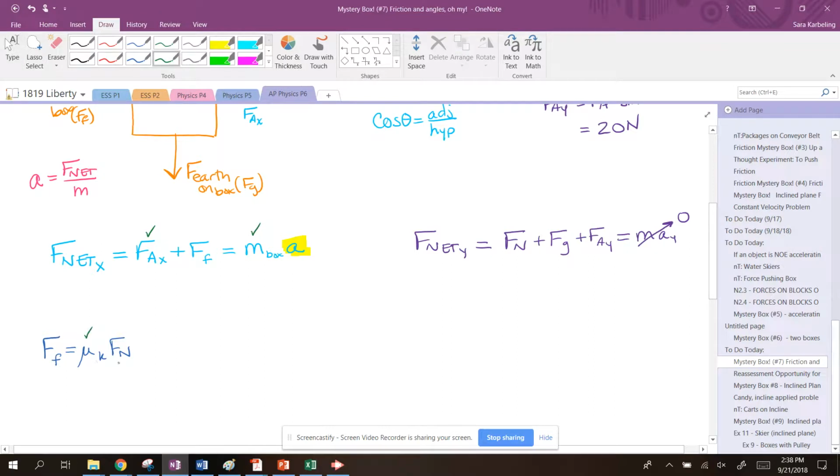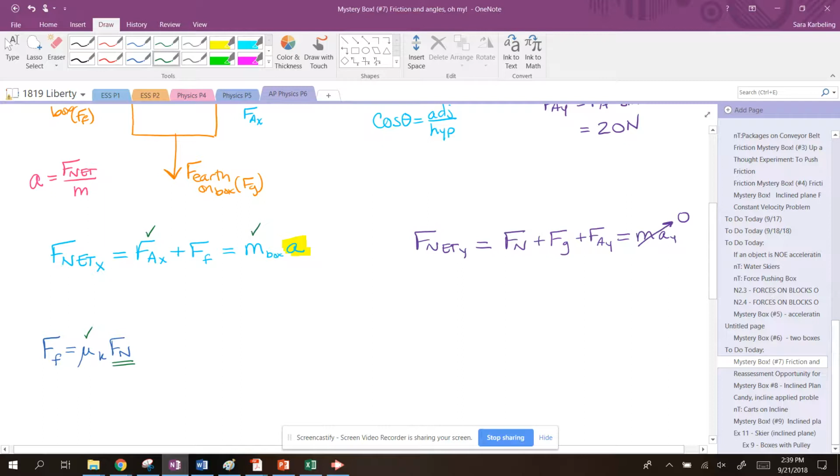We know that. Do we know the normal force? No. How can we find that? Is it the opposite of the gravitational force? No, but it's related, right? Where on this board right now do you see normal force besides right there? You see that? Okay, so we're just kind of problem solving, making a plan here.